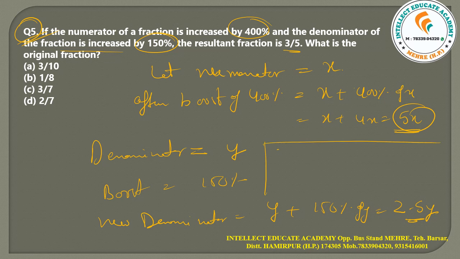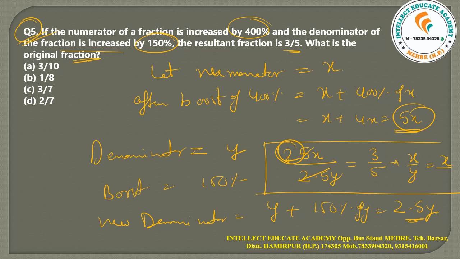So now, what is the new fraction? The new numerator upon the new denominator is 3 upon 5. So we are supposed to find the original fraction. So 2.5 doubled is how much? It is 5. The 2.5 becomes 5 with the 2, and that 2 goes from the numerator to the denominator. So x upon y is equal to how much?